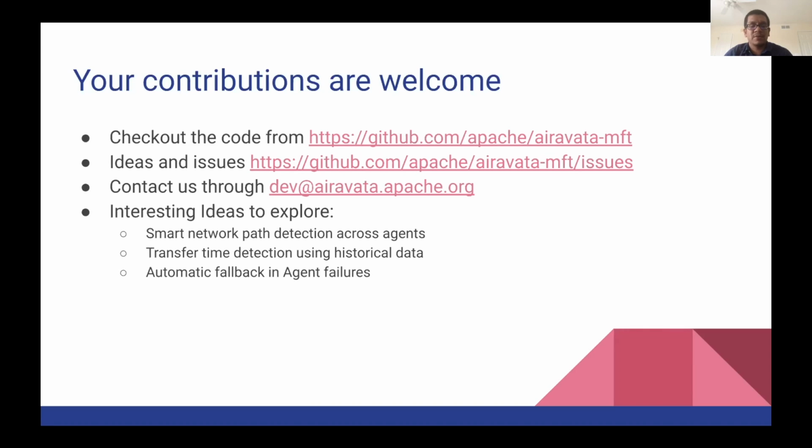For example, we are doing some research on smart network path detection across agents, and we are doing some work on transfer time detection before initiating the transfer, based on historical data and machine learning models. And then we are planning to look at automatic fallback operations across agents, which is a distributed system problem. These are all open problems, and we are always open to getting feedback from you all.